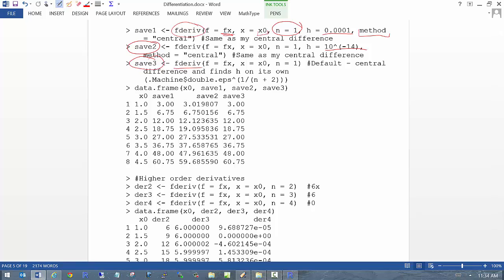Unfortunately, I didn't actually include the true derivative, but I will tell you that, or what we've seen before when we took h equal to 0.0001, of course we did get that our numerical derivative was the same as the true derivative, and so we can use this as a guideline there. So when we take 10 to the negative 14th power, we get the same errors as what we were seeing before. And if we let f deriv find an h on its own, notice it gets everything right.